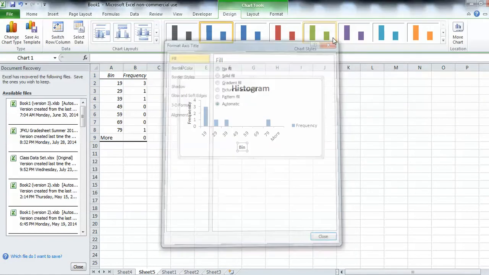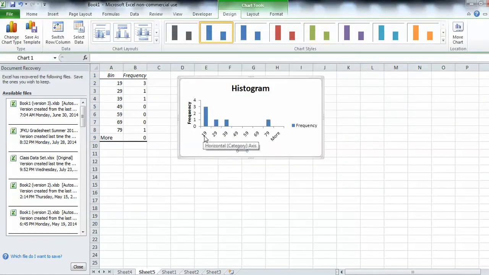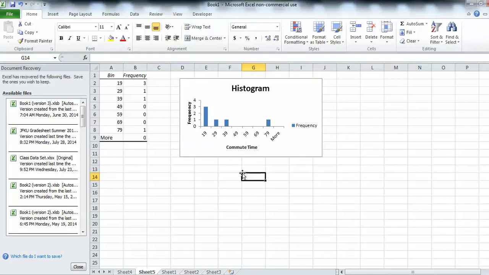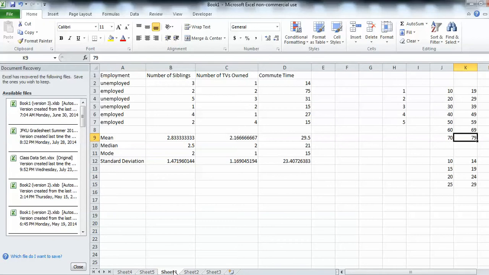Excel actually only shows the upper boundaries. So where it says 19, it's actually 10 to 19, and 29 is actually 20 to 29. I'm not sure why it does that. In here I can type in commute time. And now I'm finished. And then I just do that for all 3 of these, and I get 3 histograms.